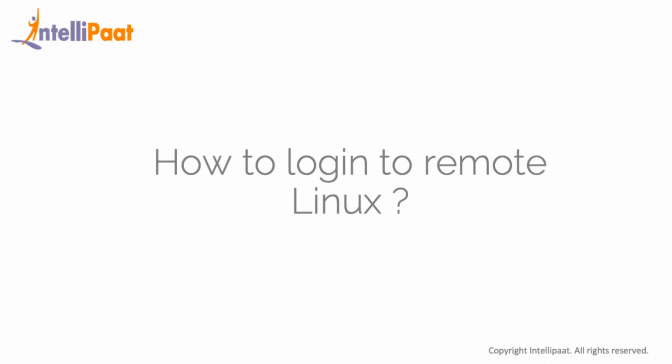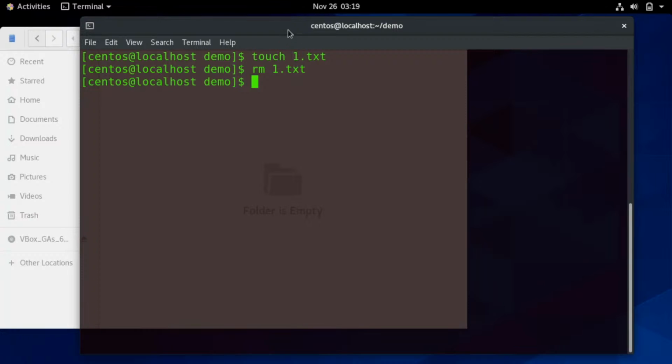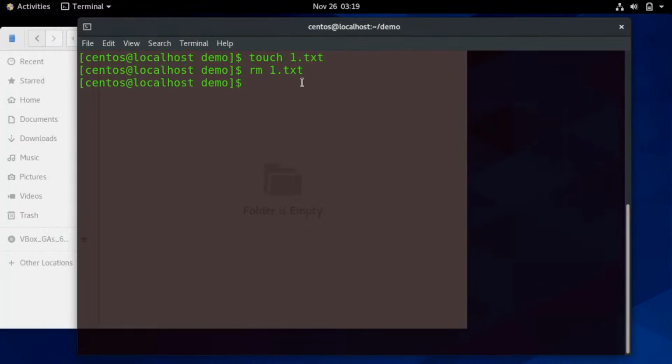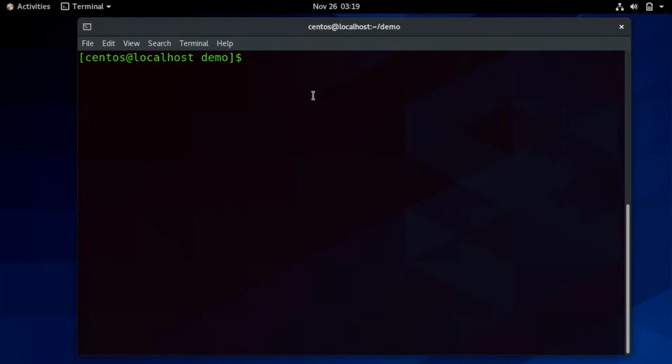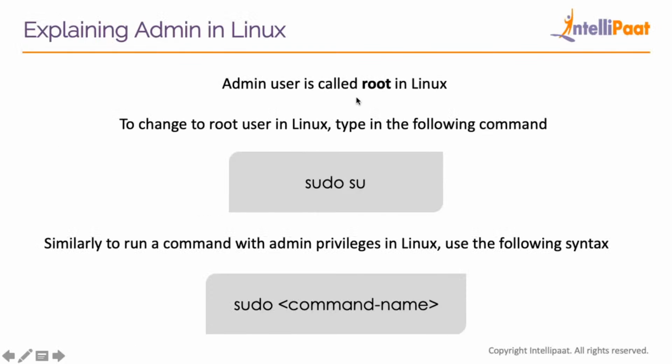Okay, now moving forward, let's understand how to run a command as an admin in Linux. So coming back to my CentOS machine, which has the user interface, let me just close this particular UI. All right. So whenever you want to work with a root machine, or whenever you want to work on the admin account in Linux, this admin account in Linux is called root. This is the first difference, right? So an administrator in Windows is called root in Linux.